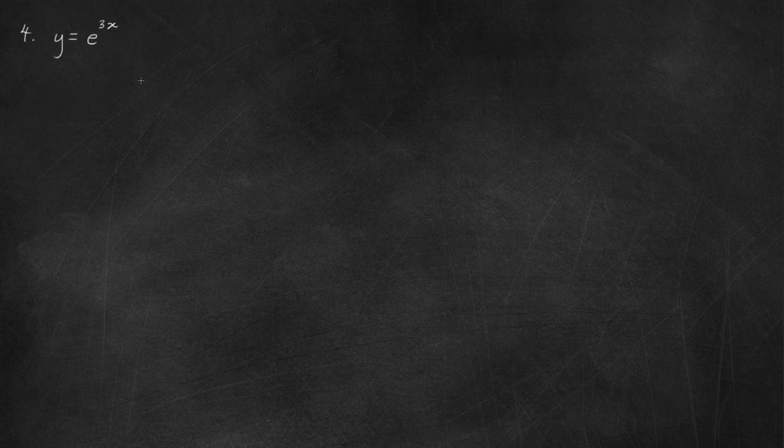Number 4, y equals e to the power 3x. So my stuff, or my inner function, is the 3x. So dy dx, I have e to the stuff. The derivative of e to the stuff is e to the stuff times the derivative of the stuff. So 3e to the 3x.